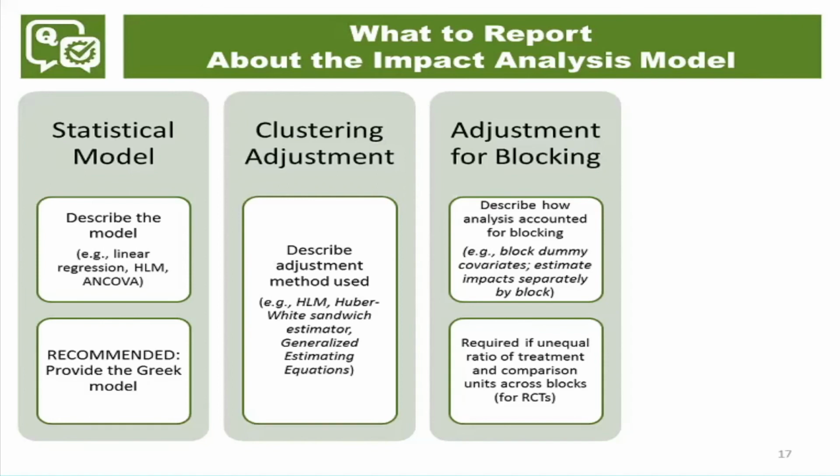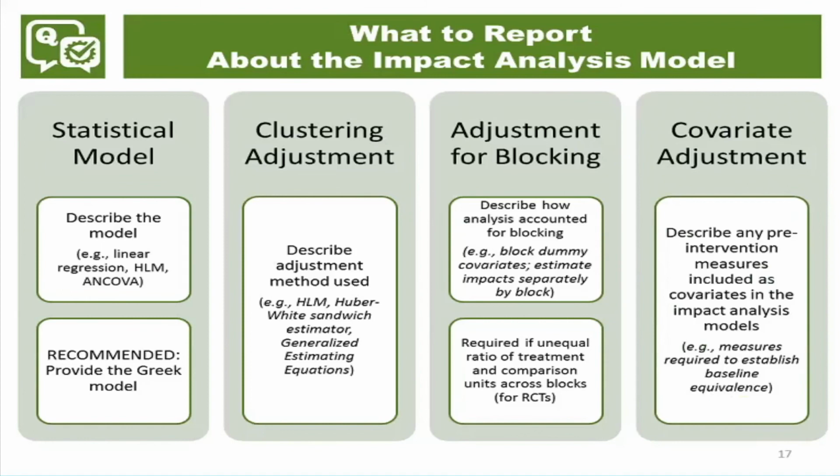Similar to adjustments for blocking, any other weighting that is a part of the analysis, such as using propensity score weights or non-response weights in the analysis, should also be described. And finally, you should also describe what, if any, pre-intervention measures were statistically controlled for in the impact models. So particularly whether the model controlled for the baseline or pre-intervention measure of the outcome variable or any other baseline variables that are required to establish baseline.